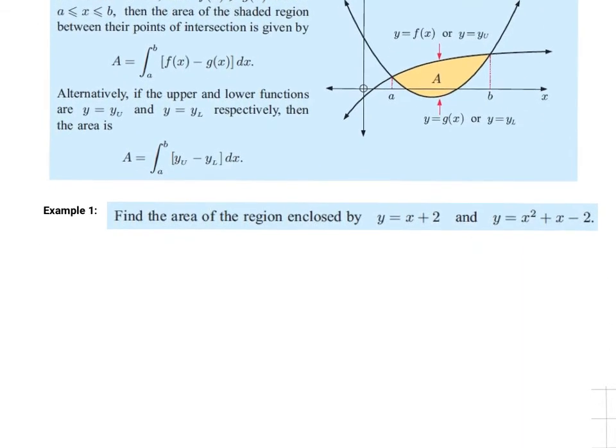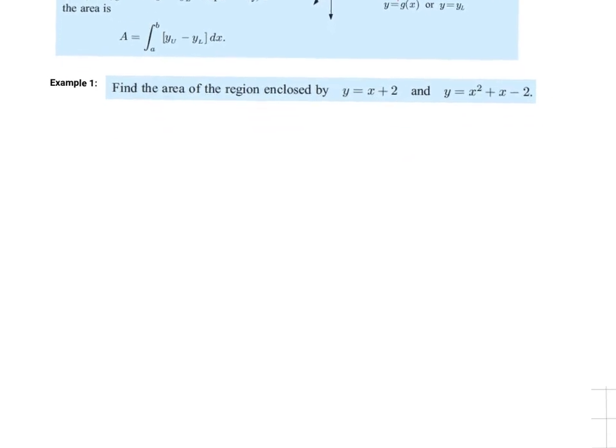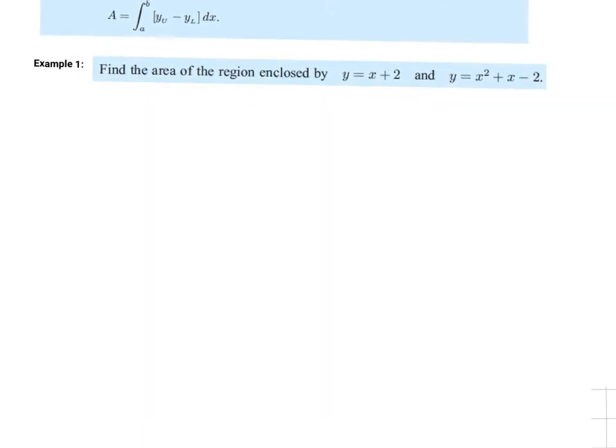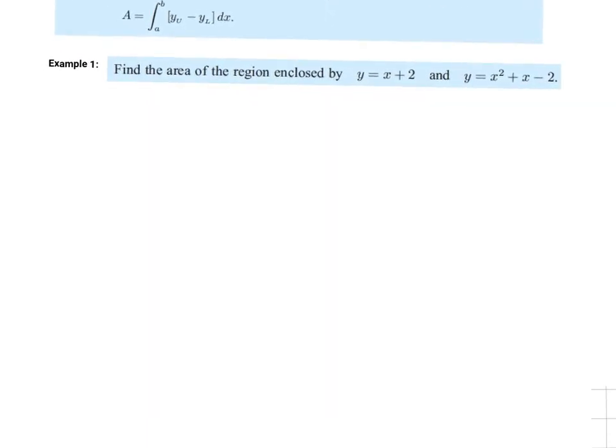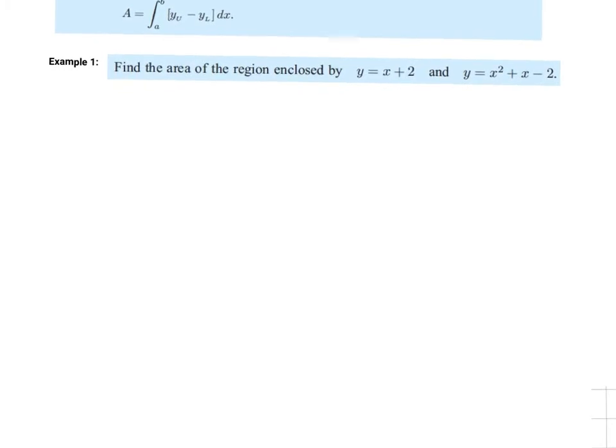So looking at example 1, we need to find the region enclosed by y equals x plus 2, a linear function, and y equals x squared plus x minus 2. And I hope you guys recognize that that is quadratic and therefore a parabolic function. So let's take a look at these types of questions as they all follow the same types of steps. The first step is going to be find the intersection points between your two curves.